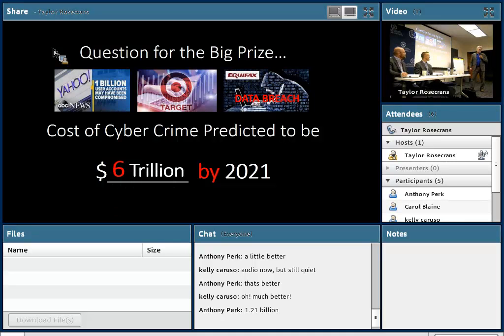So the prediction is $6 trillion by 2021. That was a good guess. You get the prize. Taylor will get him a prize at the end here. $6 trillion. It's hard to put your mind around that.